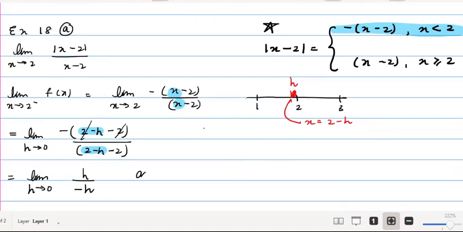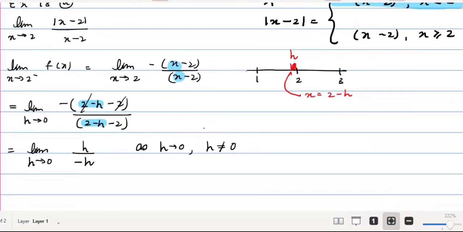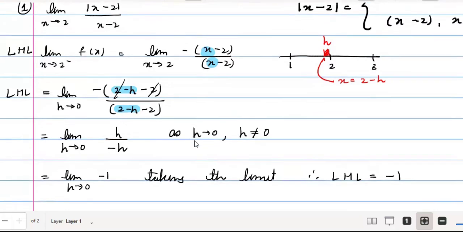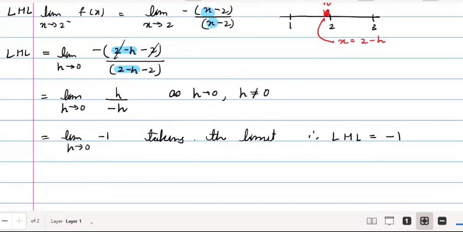So what do I write? As h tends to 0, h is not equal to 0. Okay. So because h is not equal to 0, I will get this as negative 1. And now when I'm taking the limit, what do I get this equal to? Okay, let me call this the left hand limit. So therefore I get the left hand limit as negative 1. Okay, now that we have got the left hand limit, we will now find the right hand limit.